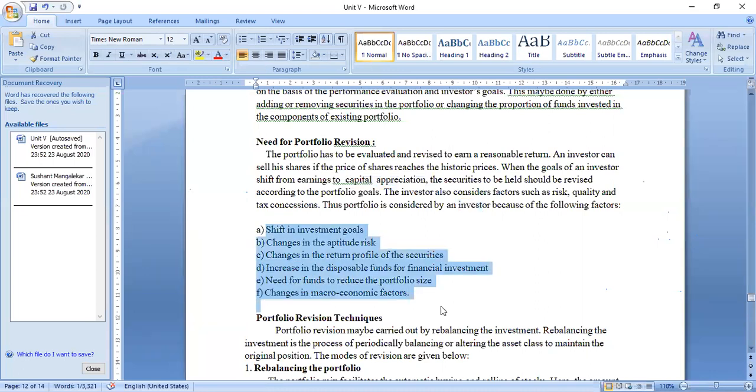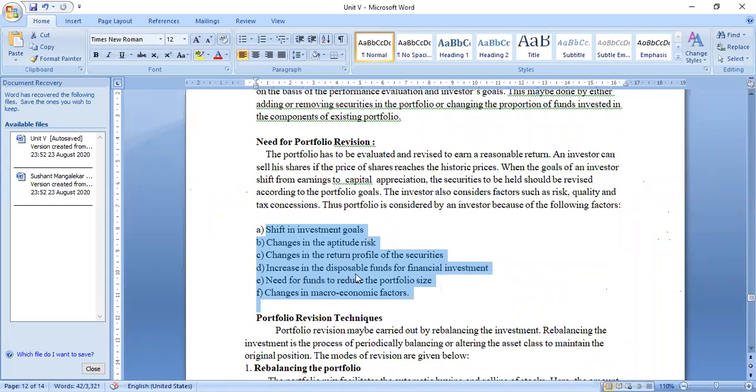One is a shift in the investment goal. You will have portfolio revision if it is from short term to medium or to long term. Then a change in the aptitude for risk. Maybe now you are ready to take a higher risk, or maybe previously you were taking a higher risk and now you are moving on to be a neutral investor. That also may be a reason for portfolio revision. Then changes in the return profile of the securities. Over the 5 or 6 securities which you have chosen, the returns may have totally changed over a period of time for the group of securities.